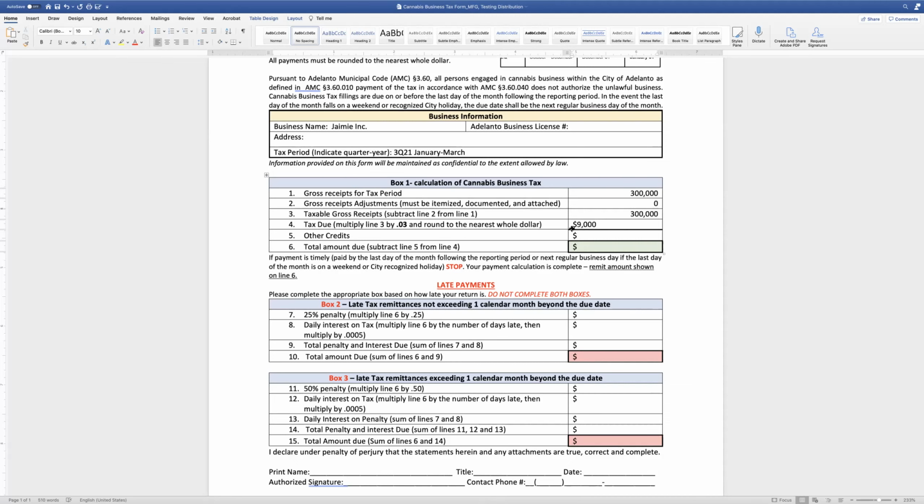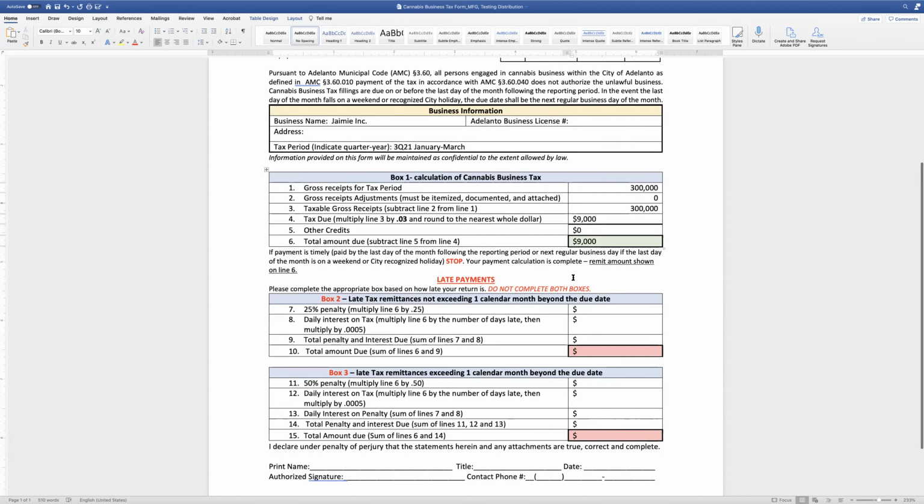Credits are rarely included. This would be a situation where the Adelanto Finance Department has instructed you to include an amount on this line. It could be for an overpayment of sorts, but again, it's very rare that you'll include an amount on that line. If you're not sure, please feel free to give us a call and we can let you know if you should be including an amount on line 5 or not. So for our sample return, the total due here is $9,000.